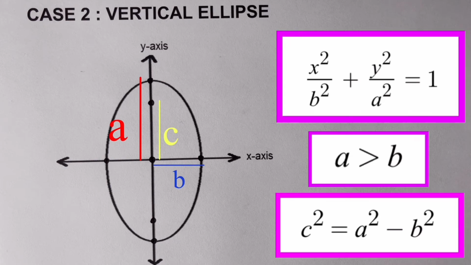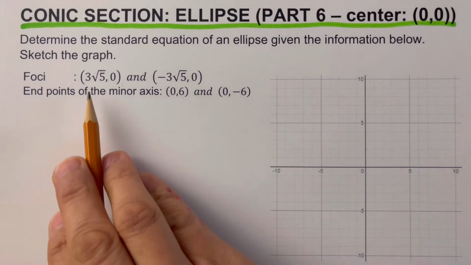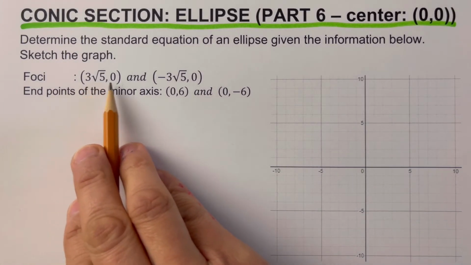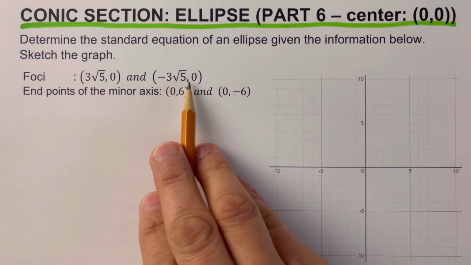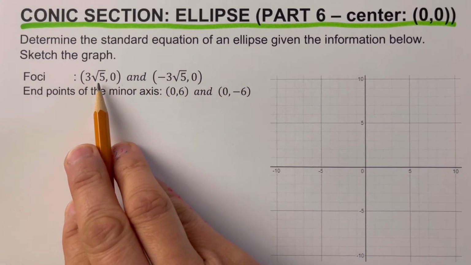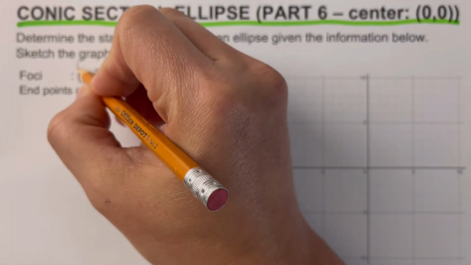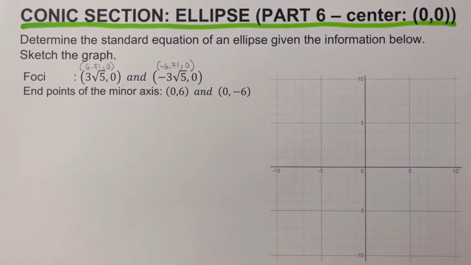Now, let's go back to the problem. Going back to the problem right here, we're given the coordinates of the two foci. So we have here (3√5, 0) and (-3√5, 0). If we change 3√5 to a decimal, this would come out to 6.71. So I can go ahead and rewrite this so that we can sketch the two foci. So (6.71, 0). So it's going to sit on the x-axis.